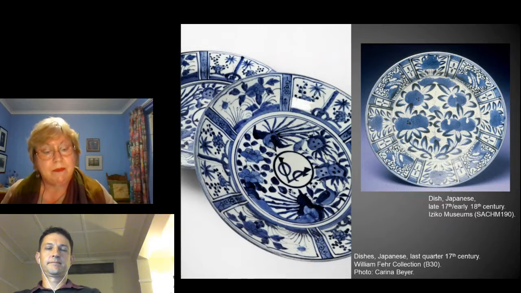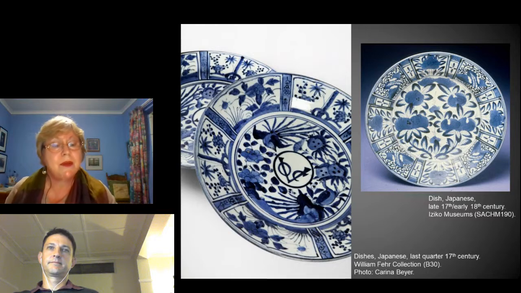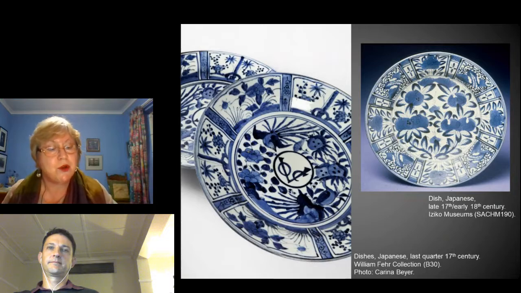And I think 12 of these large Japanese blue and white plates decorated with a VOC monogram were excavated from a well in a kitchen area of the Castle of Good Hope. So they definitely arrived here.